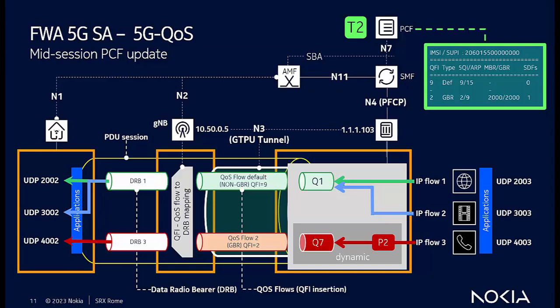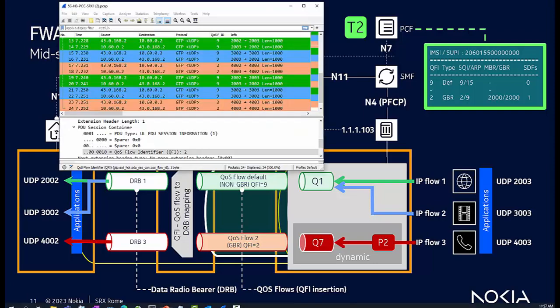IP flow 2 matches now the default rule on Q1. We can observe the same on the entry interface, where the second flow also maps to the default QFI of 9.